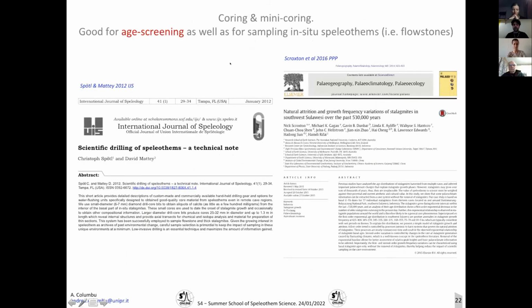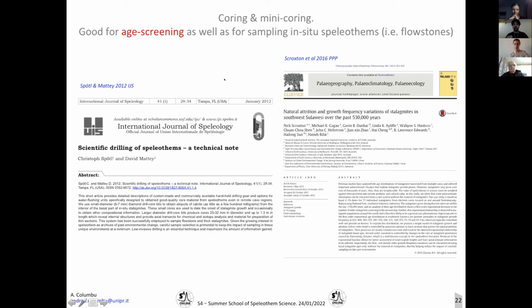At the same time, screening can be done with coring or mini coring. You can just extract cores from fallen stalagmites. And in this paper from Speleothem, there are a series of instructions to accomplish the drilling of speleothems at its best. But you can also core still standing stalagmites and accomplish some interesting studies, as in this paper from Croxton et al. in 2016, where they studied the growth frequency variation of stalagmites in southwest Sulawesi by only coring the bottom and top of standing stalagmites.